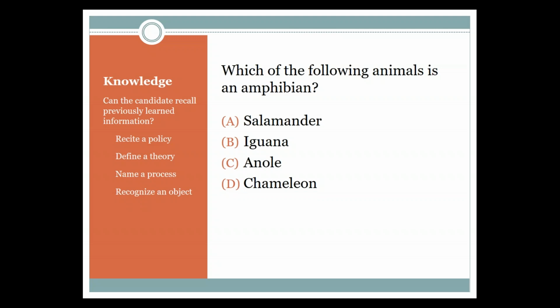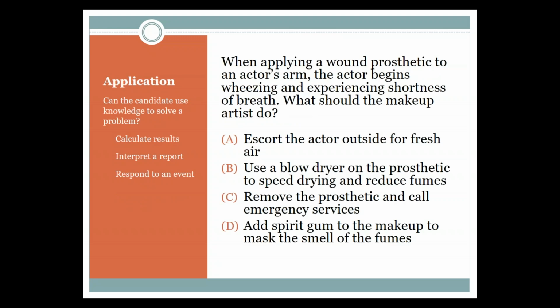The example given here: which of the following animals is an amphibian, which is a salamander, in case you didn't know. But yeah, there's no application going on here. Kids don't have to think extra hard. They know it or they don't. Not saying that it's easy. If you don't have this knowledge, it's not easy, but it's just a you-know-it-or-you-don't type item.